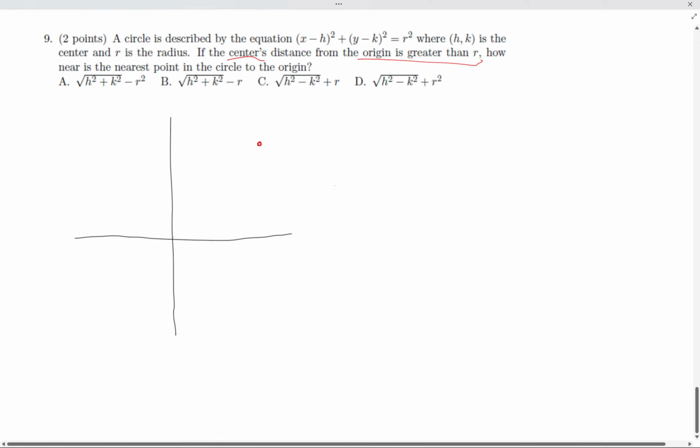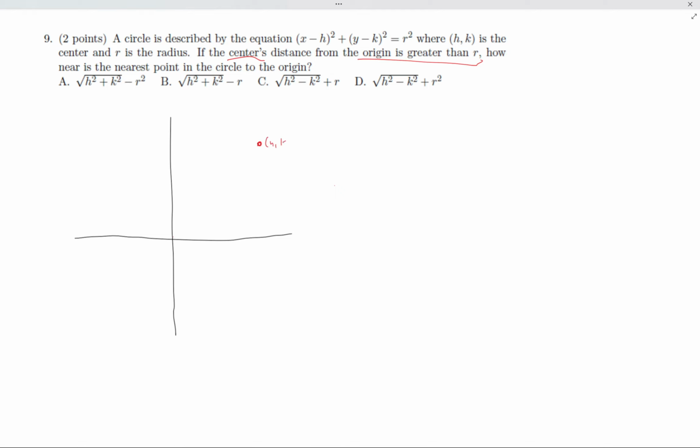That is our center. Let's call that (h, k). And again, it says a radius r, so let's have this r right here. It's an arbitrary radius r. This r now is a lot shorter than this distance, so this is valid. That's a requirement there. The distance of our center must always be greater than the radius of our circle. So we can have that.